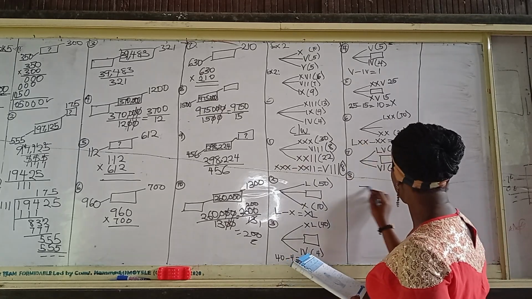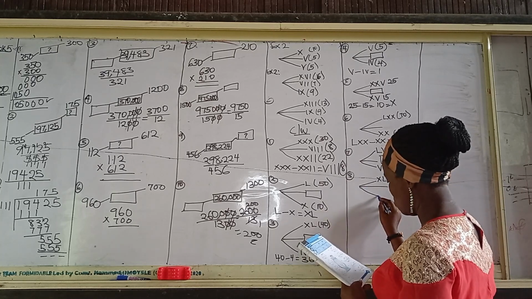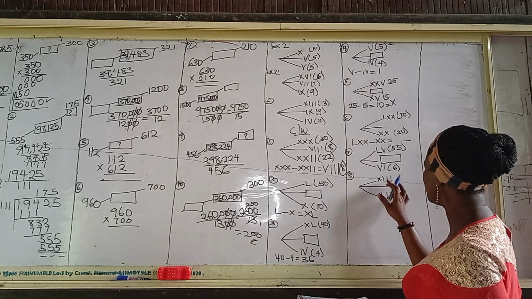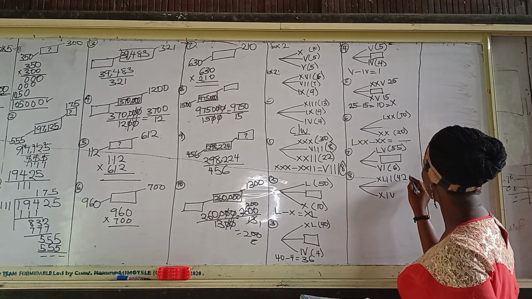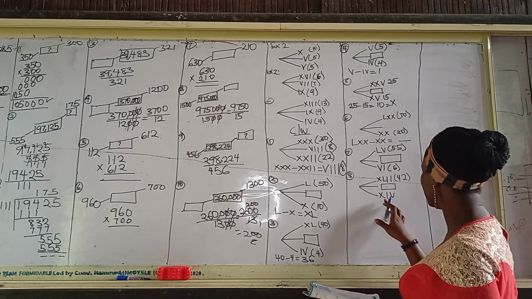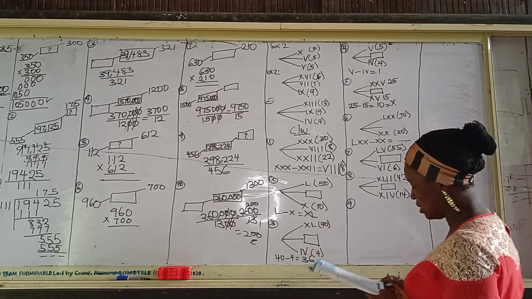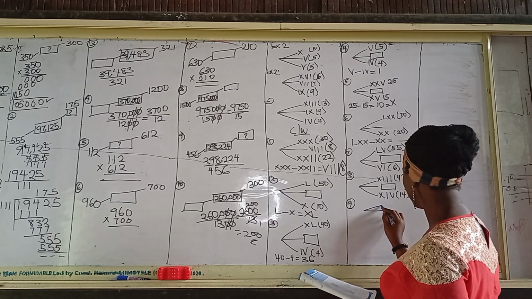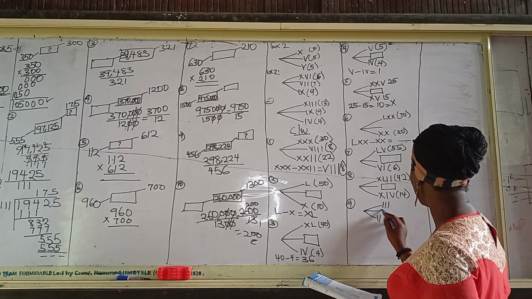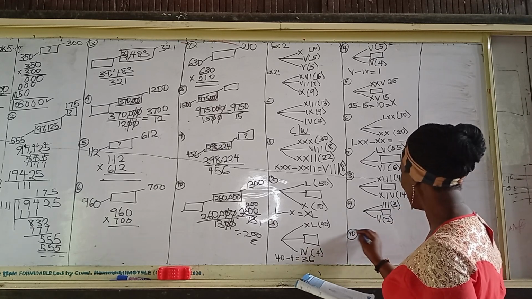Number 8, we are given XLII and XIV. XL is 40. L is 50. That is 42. We are told to look for this. Then this will be 14, 10, 14. So you do it. So now to number 9 question. We have 1, 2, 3. We have 1, 2. So this is 3. This is 2. You do it and you get your answer.